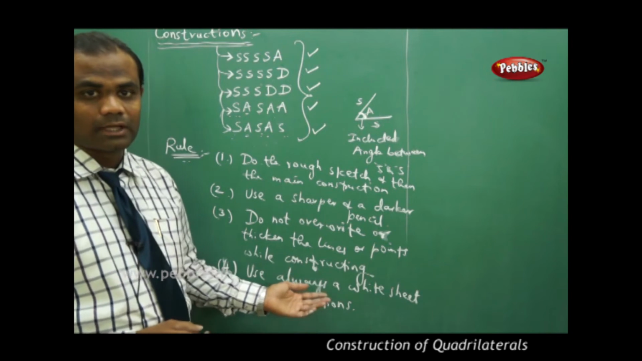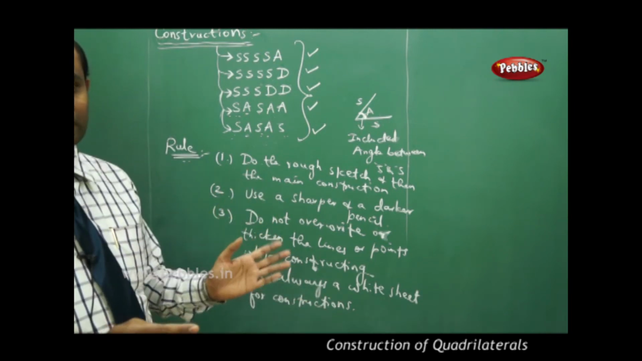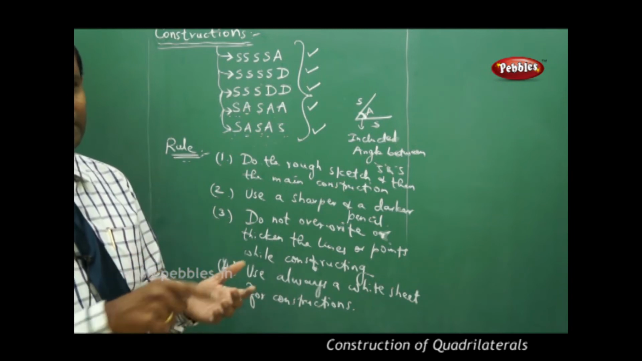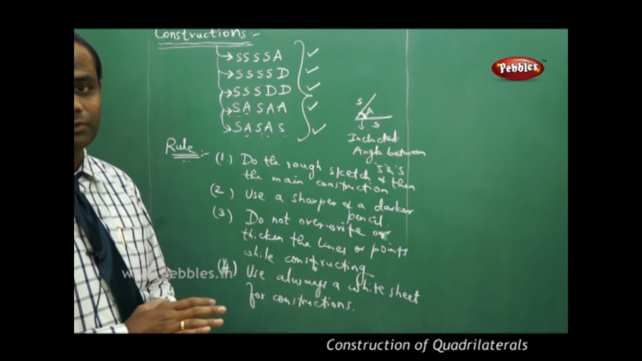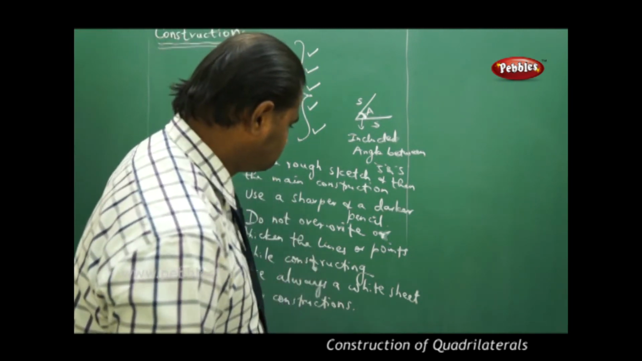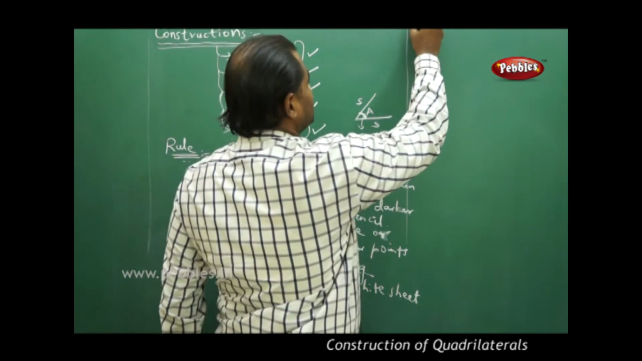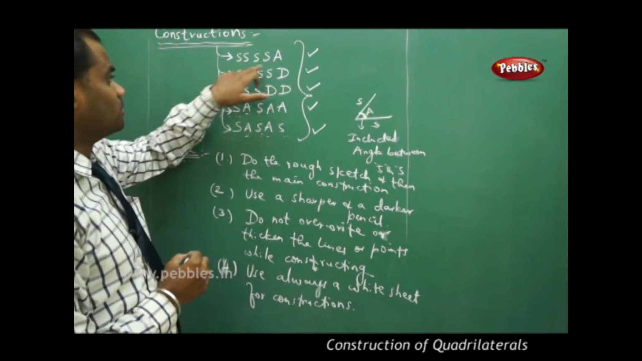Usually the constructions are done on the plain sheets because the kind of paper we need to use should not have any lines or rulers. So these are the 4 basic construction rules which you're going to use while constructing a quadrilateral. Now let's start with the first rule of the minimum information.